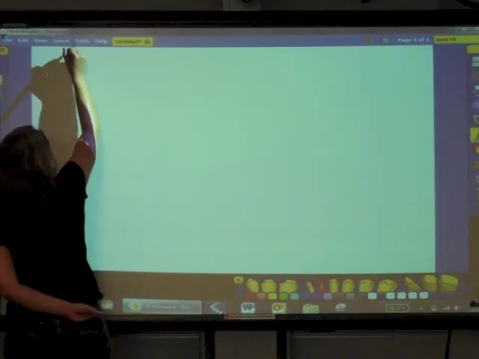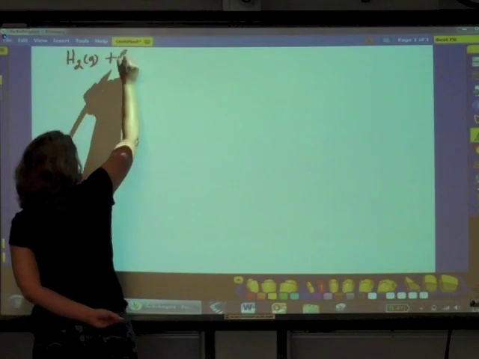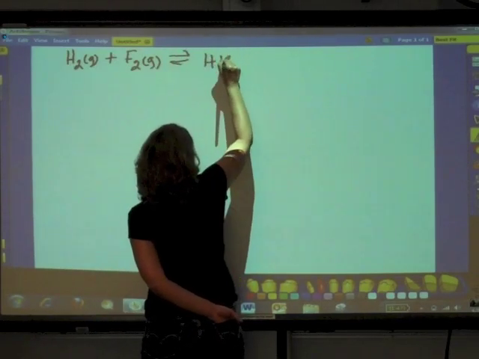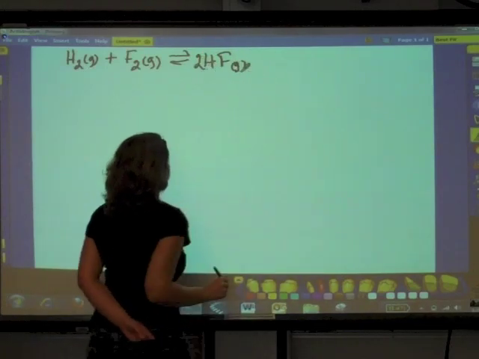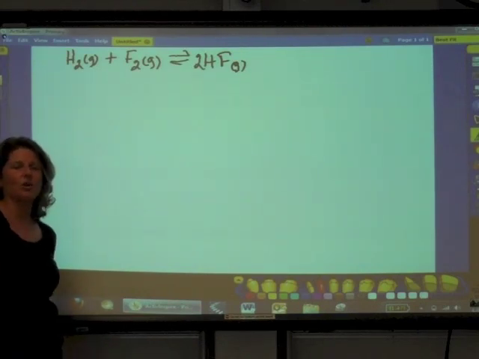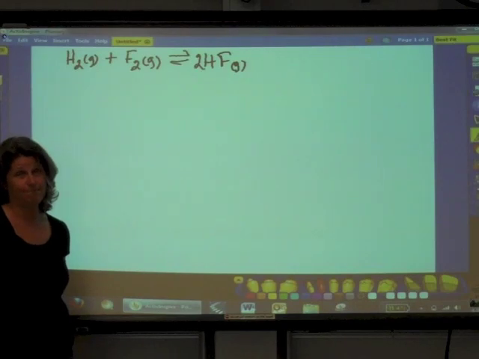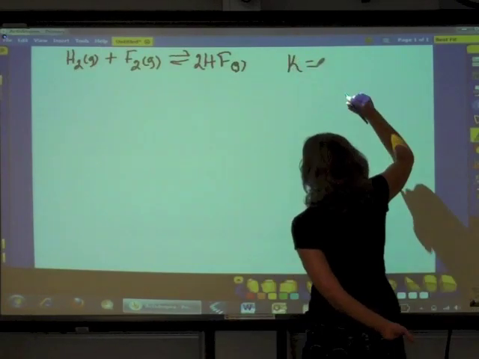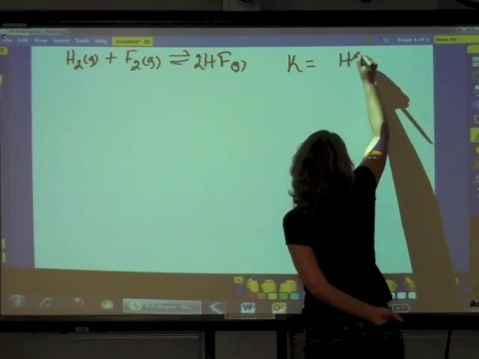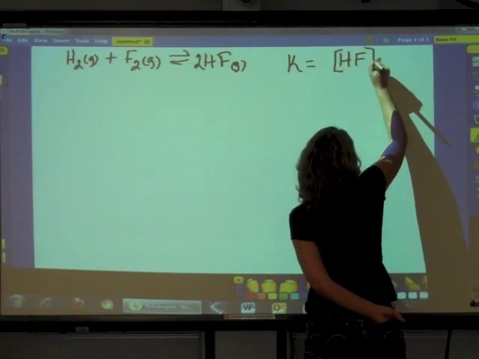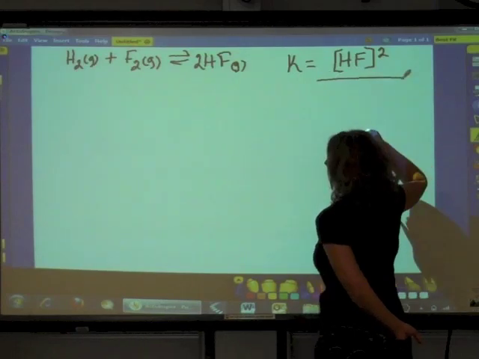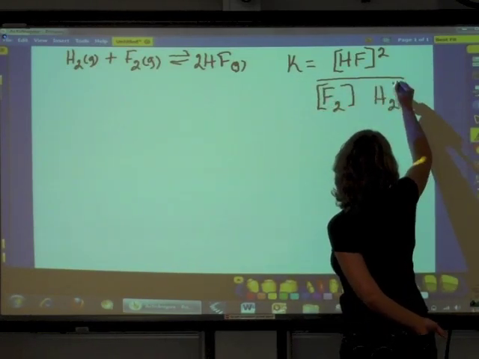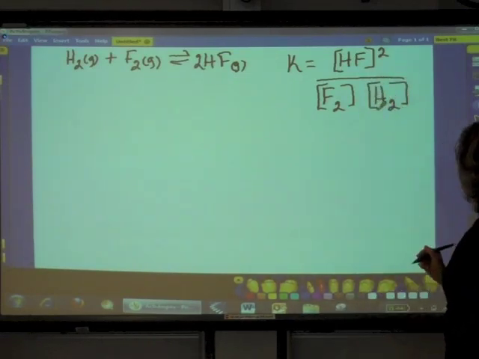Okay, so that we have H2 plus F2. Hydrogen gas plus fluorine gas reach an equilibrium with hydrogen fluoride. We've got 2 of them, and that's a gas. So what do you think the first thing we should do with this equilibrium problem, no matter what? We should write our equilibrium expression. So our expression is going to look like this. K is equal to our product, HF, and that quantity is squared, over F2 and H2. All right, so there's our equilibrium expression.